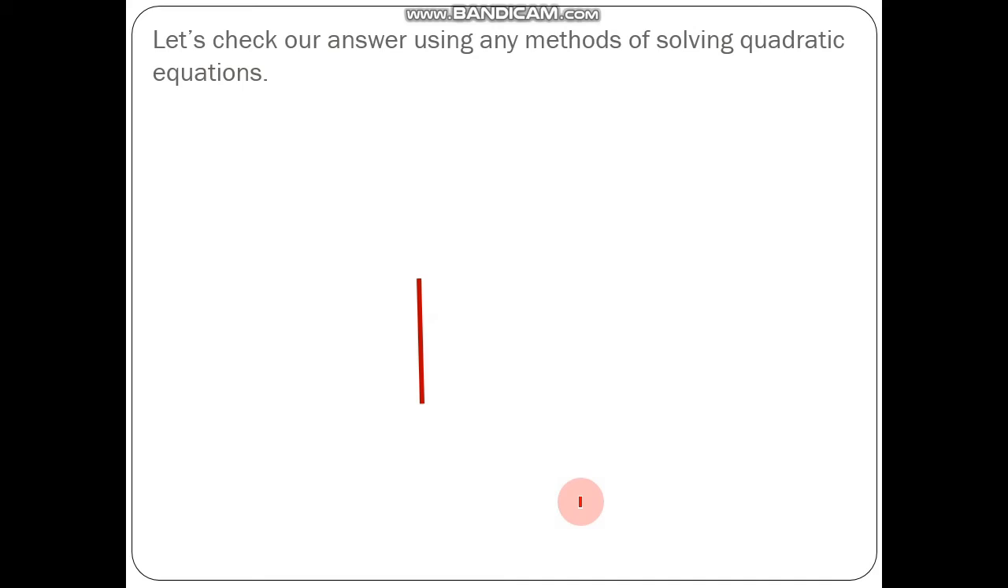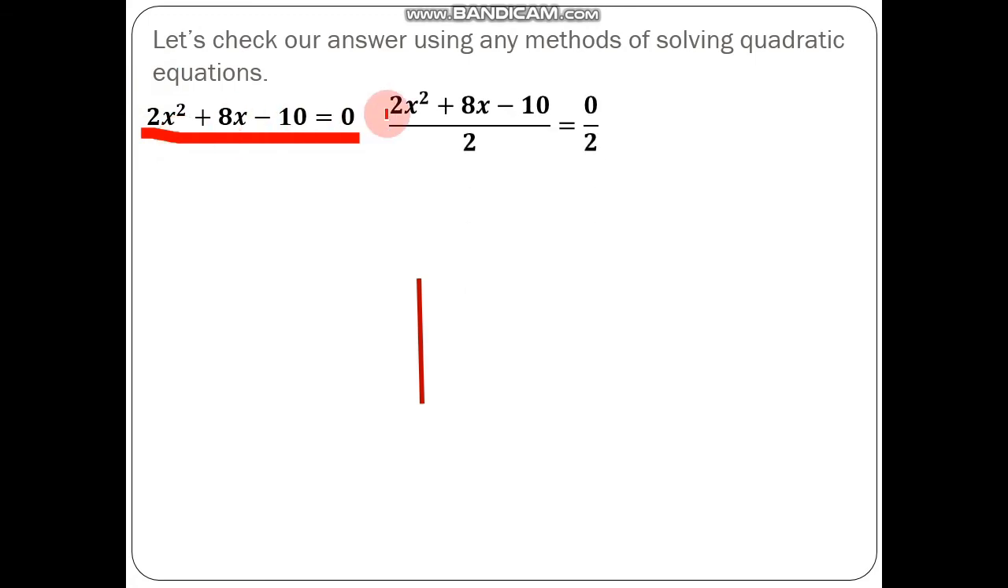Let's check our answer using any method of solving quadratic equations. There are 4 methods of solving quadratic equations. We are just going to pick one. 2x squared plus 8x minus 10 equals 0. As you can see, we have to simplify this first by dividing both sides by 2. 2 divided by 2 is 1, 8 divided by 2 is 4, negative 10 divided by 2 is negative 5, and 0 divided by 2 is 0.